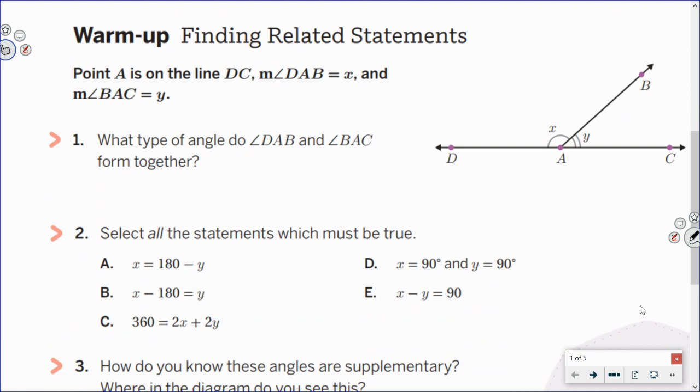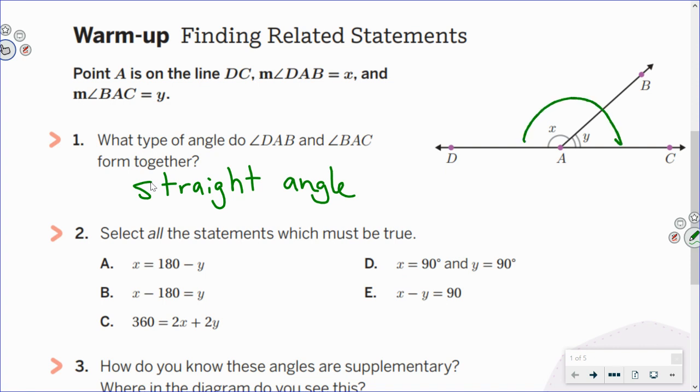Let's talk our way through this. What type of angle do angle DAB and angle BAC form together? That word, ladies and gents, as weird as it is, is called a straight angle. More on vocabulary review later. They also form supplementary angles, as both X and Y added together make 180 degrees.